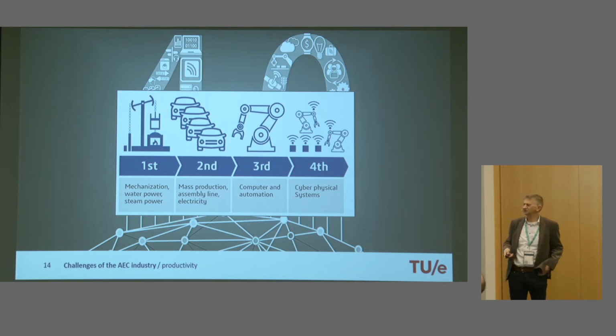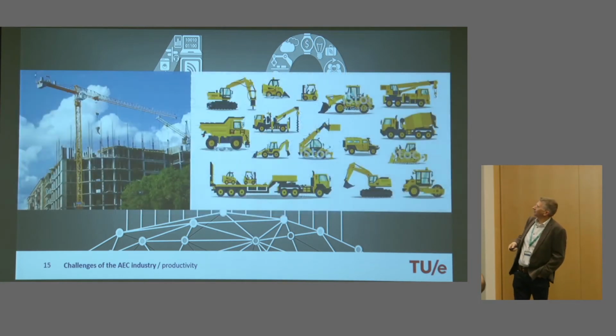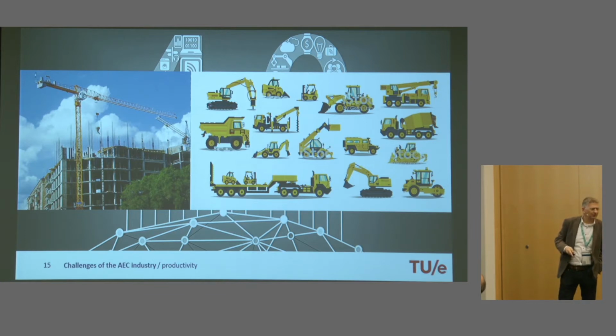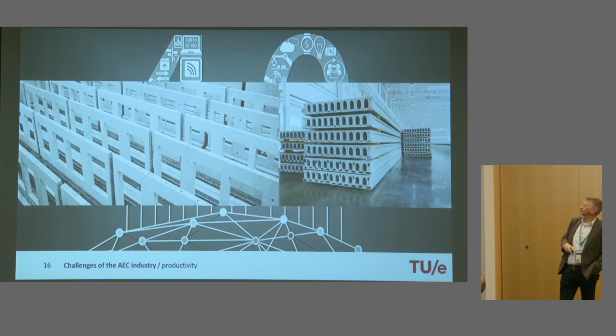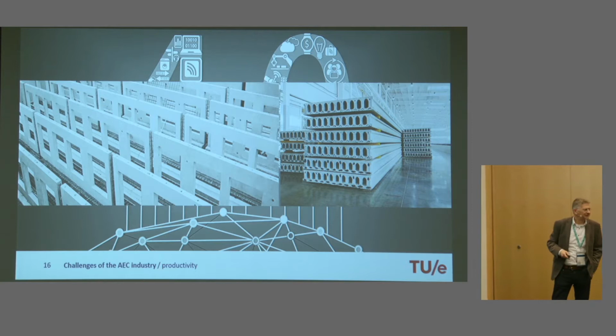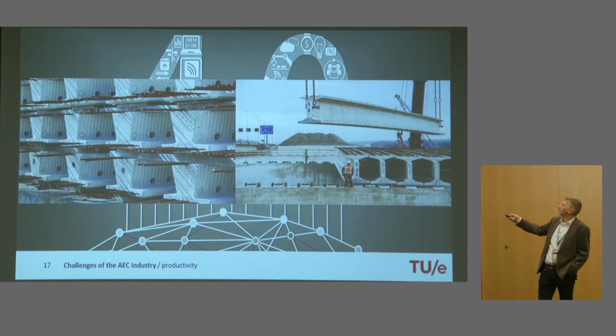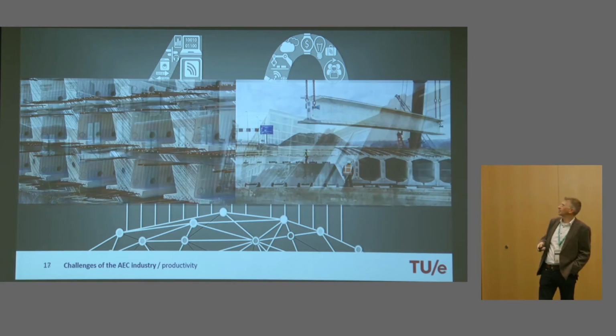That's really the next step. Where are we in our industry? Yeah, we are in industry 1.0. We do have our cranes, and we have a lot of machines to take over the manpower that we had to do in the old days ourselves. We do have some line assembling in our precast industry, and we can do that also in the large-scale civil engineering industry in the same manner.